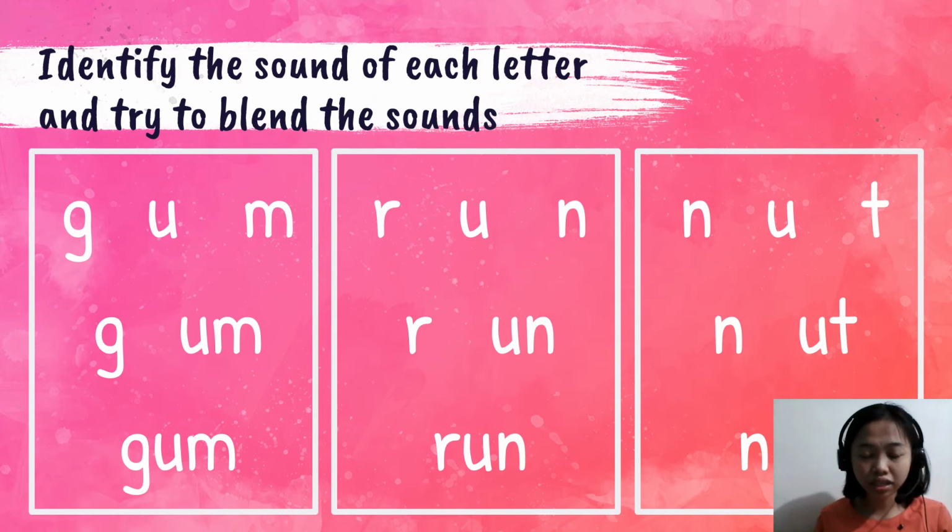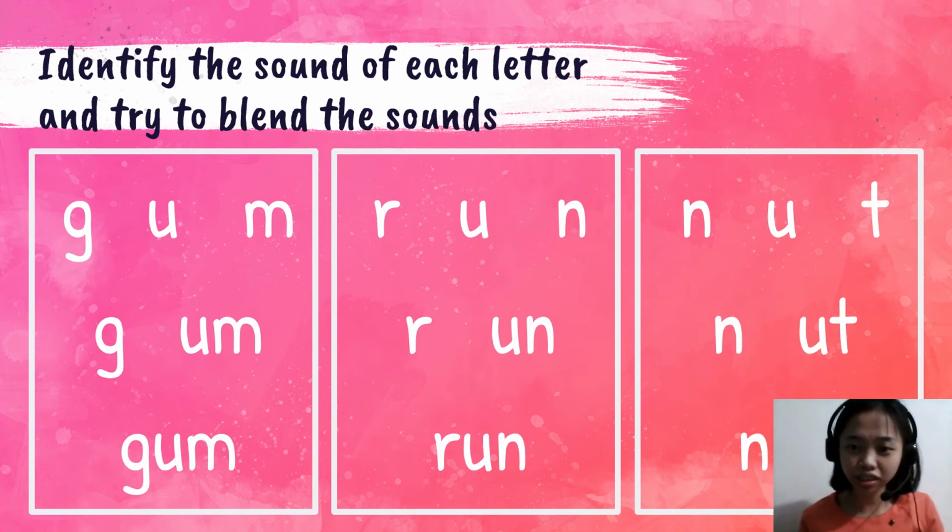What is the sound if you put together the U and the letter N? It will become un. Say un. R plus un equals to run. Very good. Okay, the last box.